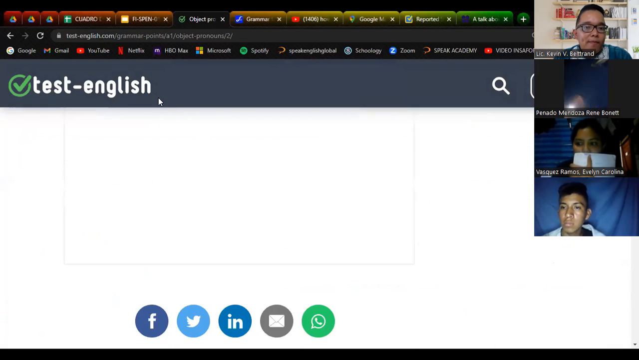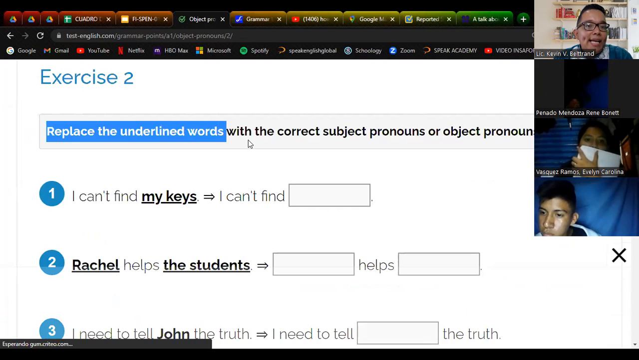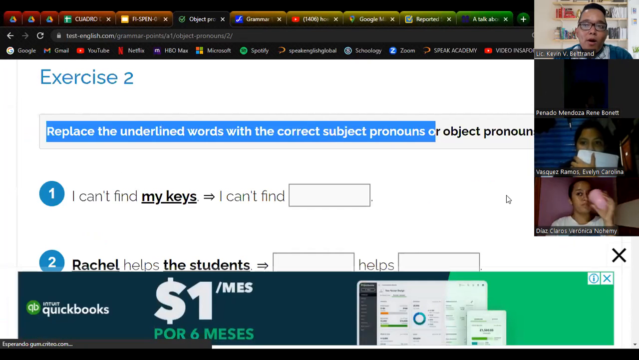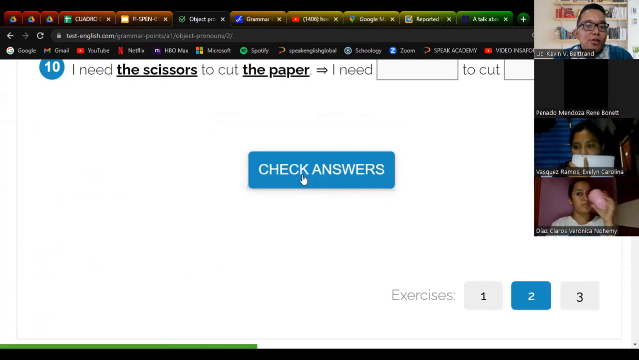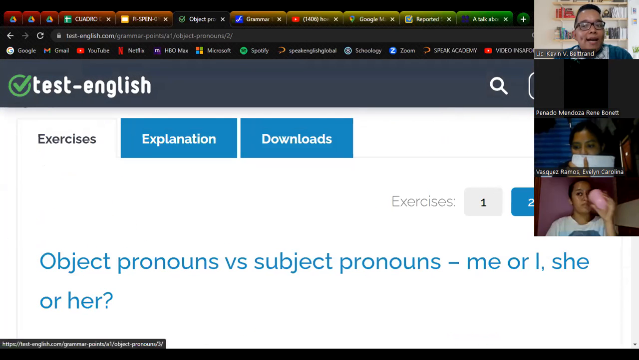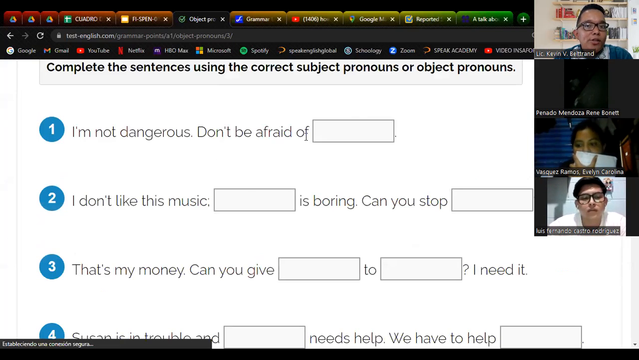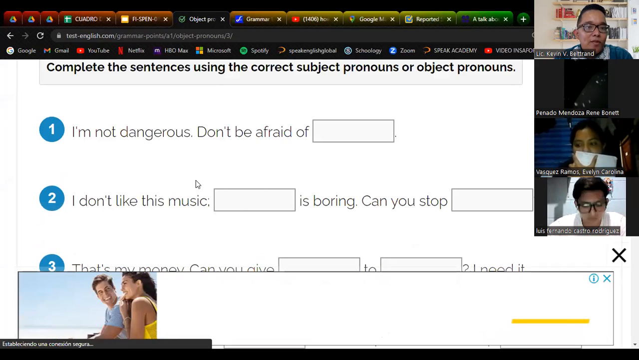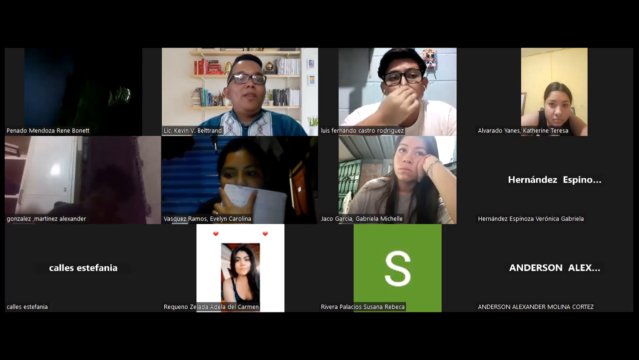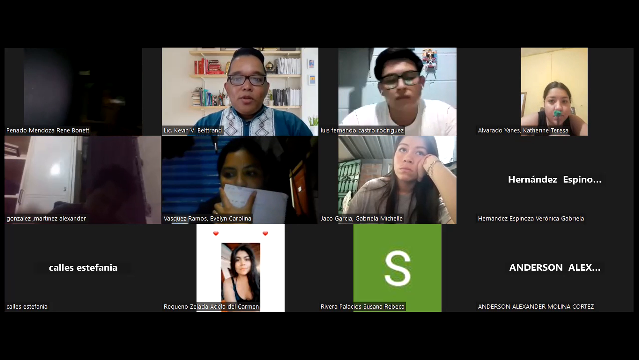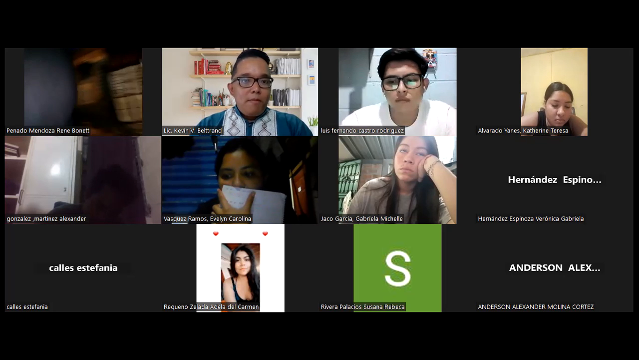Exercise number two is here, all right? In this one, you are going to replace the underlined word with the correct pronoun, all right? When you finish, you click check and you continue with exercise number three. Okay, in exercise number three, you are going to do this exercise. Just read the instructions and if you have doubts, let me know. Okay, so this is in groups. Let me send you the links. Just give me one moment right now.